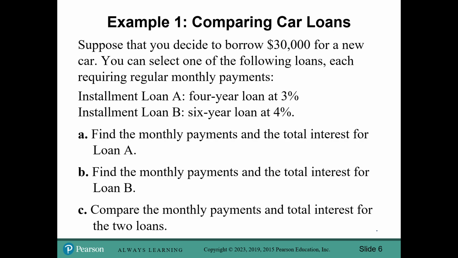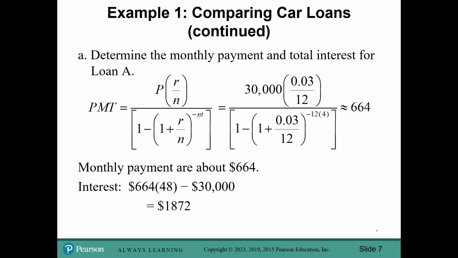Now, we want to find the monthly payments and total interest for loan A, and we want to find the monthly payments and total interest for loan B. We also want to compare the monthly payments and the total interest for the two loans after we calculate them. What's important to see here for part A is we're finding the monthly payments and total interest for loan A. We're going to use the formula that we just went over, the PMT formula, but we're going to need the P, the R, the N, and the T.